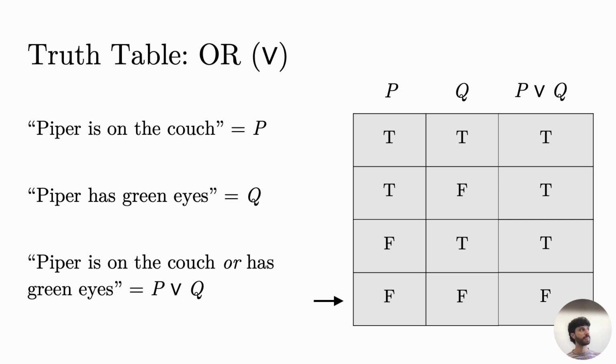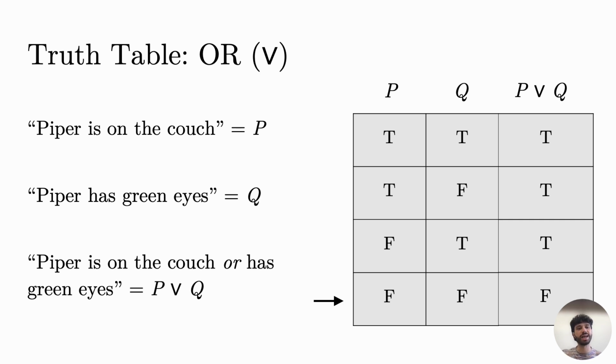However, when both of them are false, that's the one case where the disjunction is false. If I say the sky is green or the sky is pink, then that statement is false. If I say Piper's on the couch but she's on the grass, or she has green eyes but she has brown eyes, then that disjunction is going to be false.